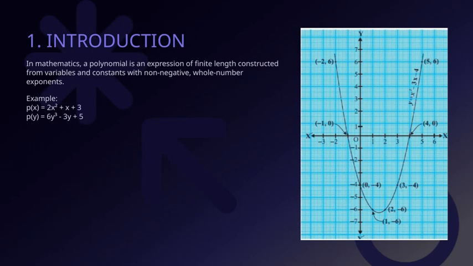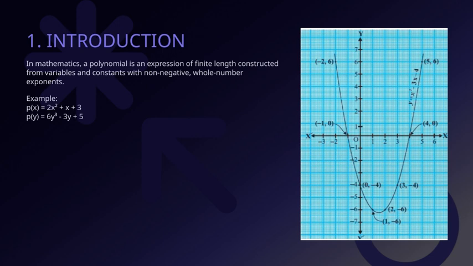Let's take a closer look at an example of a polynomial. We have p(x) equals 2x squared plus x plus 3, and p(y) equals 6y cubed minus 3y plus 5. These expressions are perfect illustrations of what a polynomial looks like.